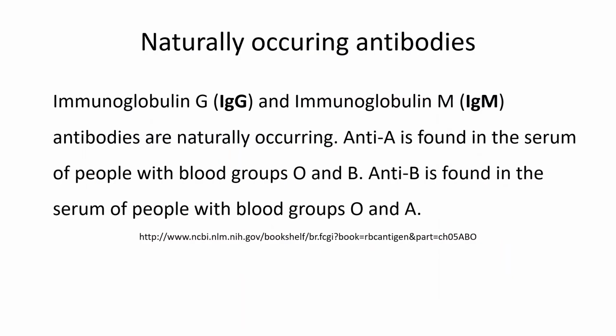All right, so this is what we were talking about. These immunoglobulins are antibodies. Immunoglobulin G and M are found occurring naturally in the blood of people. Anti-A is naturally found in those who have type O and type B, and anti-B is found naturally in those who have blood type O and A. So it is naturally occurring through the exposure to the environment and to animal products. That's kind of the history behind where the anti-A and anti-B antibodies come from.